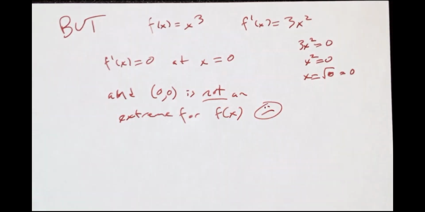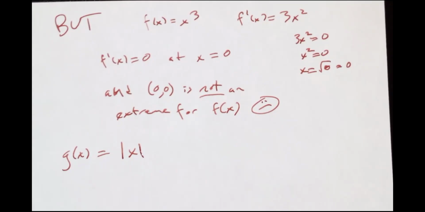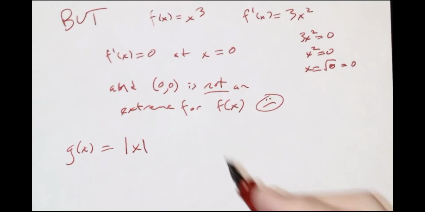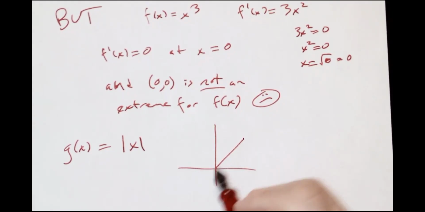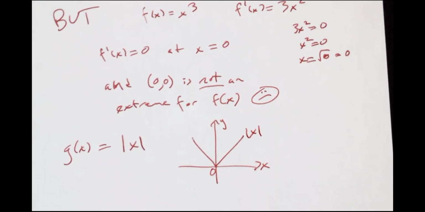As a matter of fact, I can go a step further. Think about the function absolute value of x. What's the graph of the absolute value of x? That's my V shape, right? That's got a minimum. But that minimum is a corner. What do I know about corners? My functions don't have derivatives at sharp corners.